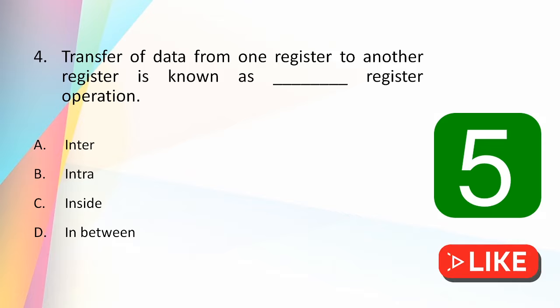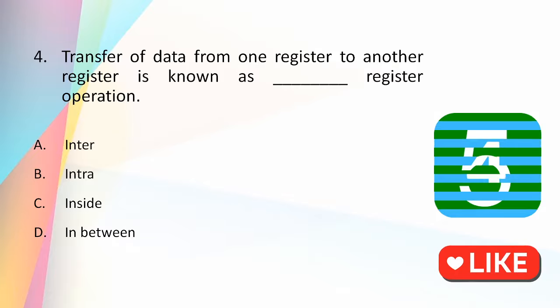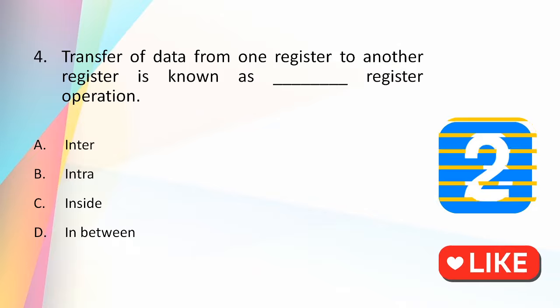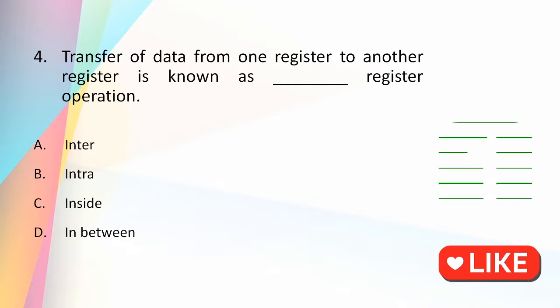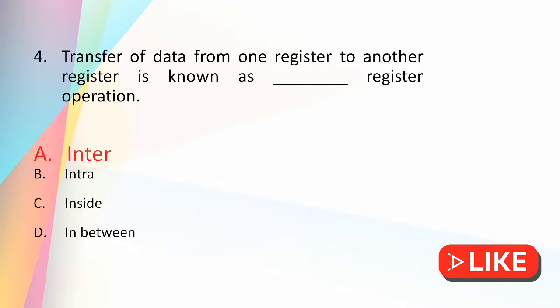Transfer of data from one register to another register is known as dash register operation: inter, intra, inside, in between. And here you go. And the answer is inter. So inter register operation is a transfer of information or data from one register to another register in, say, microprocessors.